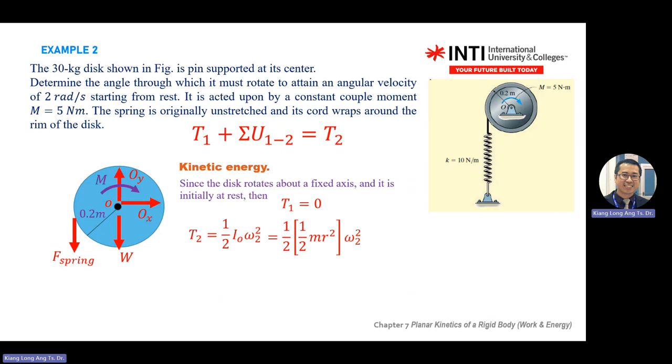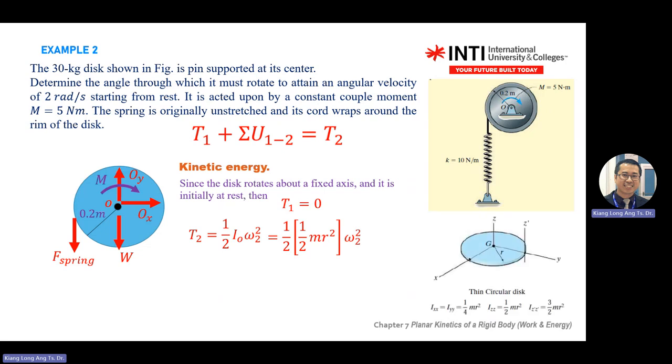So I just use IO, because this one is at the center of gravity, center of mass. So G is at O. So go to the table, go to this object, copy the IXX equation, and you'll get half mR squared.